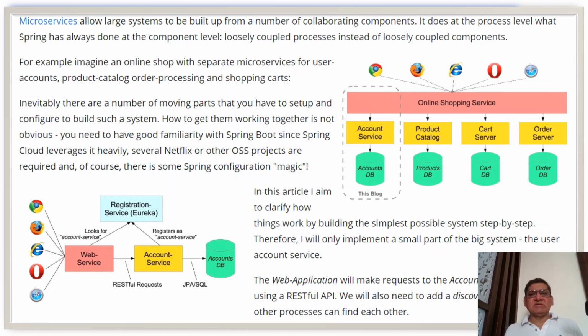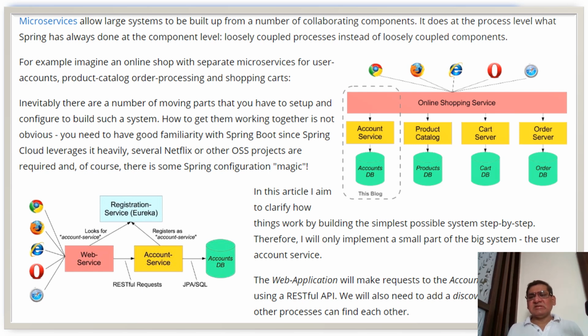On the screen you can see how a microservices system would appear. On the right side you can see the online shopping service. It has an account service, product catalog, cart service, and order service. Account service is one service, product catalog another, cart another, order another. The account service works with the accounts DB instance, product catalog works with the products DB instance, cart service works with the cart DB instance, and order service works with the order DB instance.